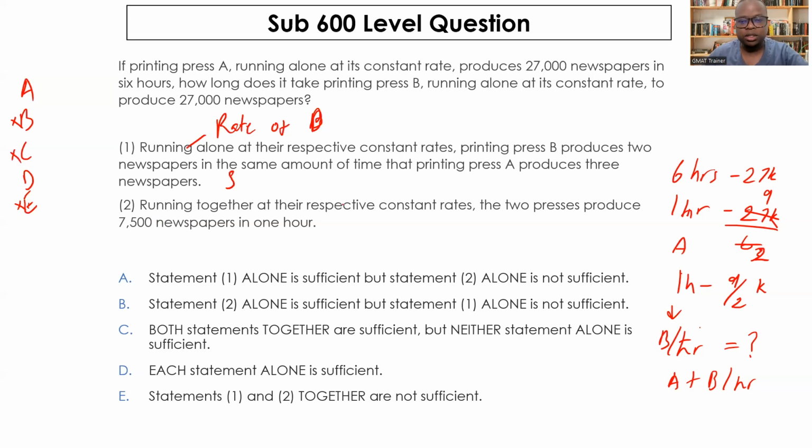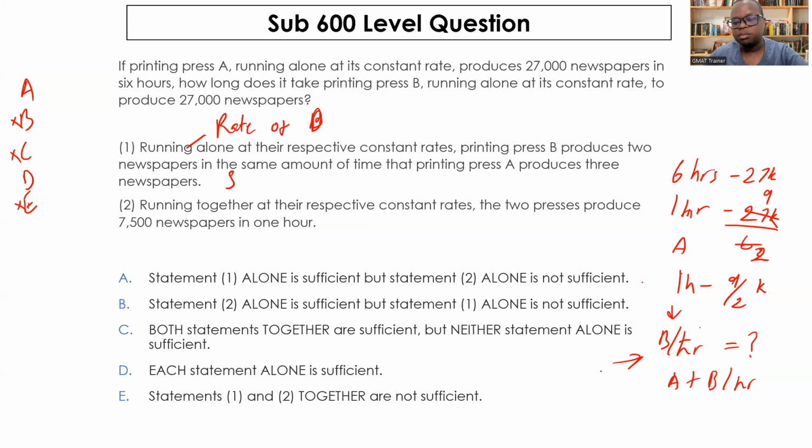Running together at their respective constant rates, the two presses produce 7,500 newspapers in 1 hour. So now we've been given the rate per hour for the two of them together, which is what we are looking at in the second option. So this is actually what we're given in the second statement.